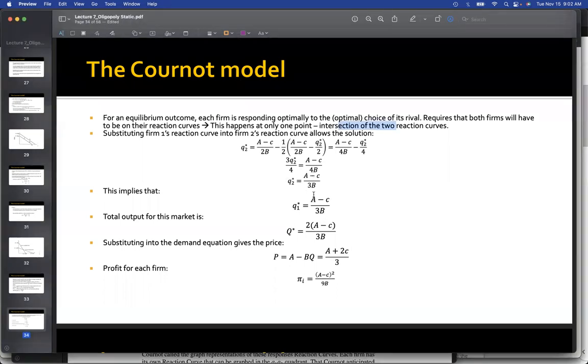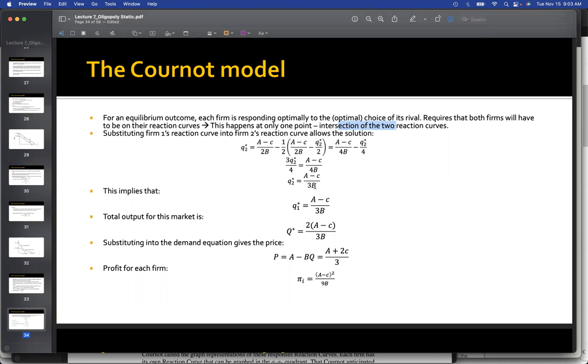This is 2/3 of monopoly output. Agree? Because 2 over 3 times (A minus C) over 2B, which is monopoly output, the 2s cancel, so only the 3 remains. So double the monopoly output. Sorry, that's not double. 2/3 plus 2/3 is in fact 4 over 3. And that's more than the monopoly output because it's more than 3 over 3.